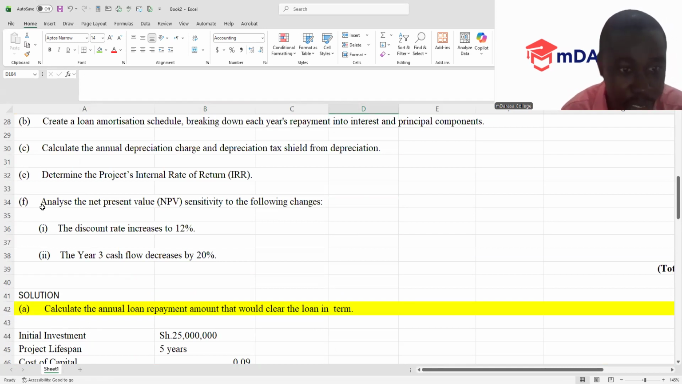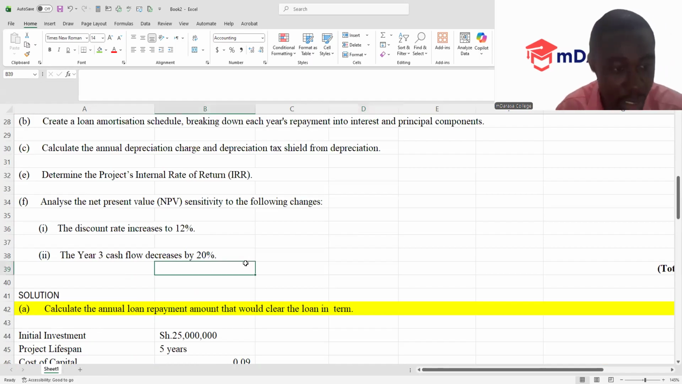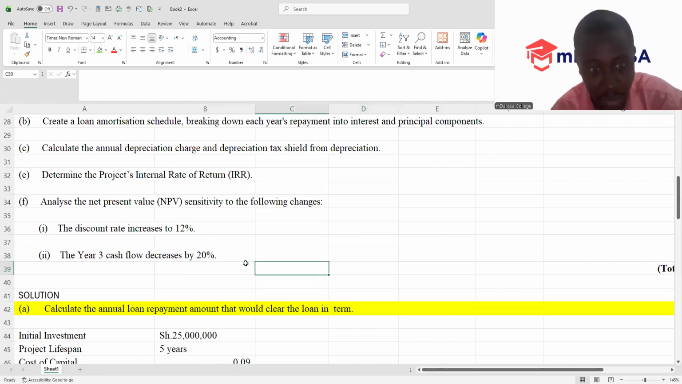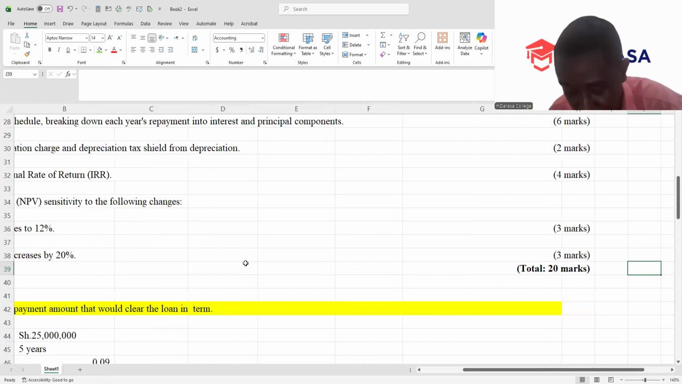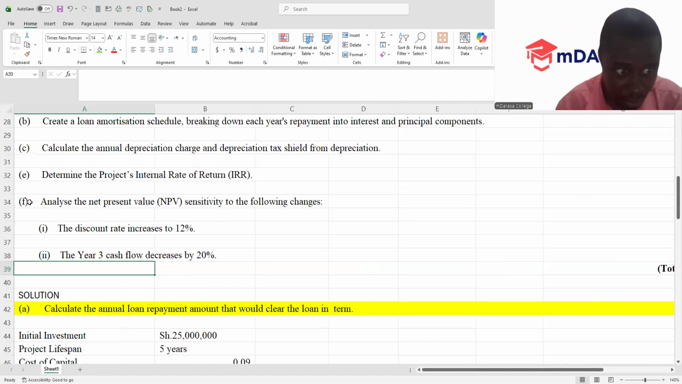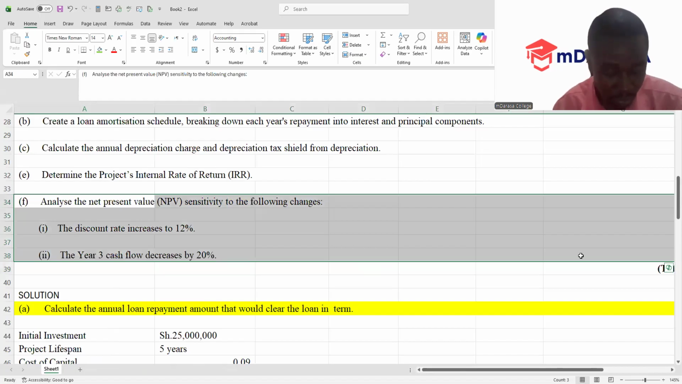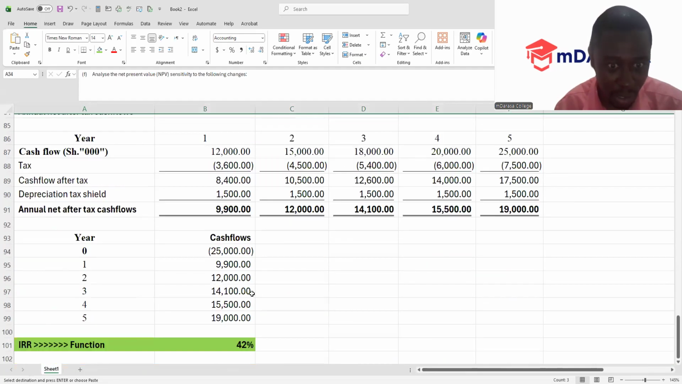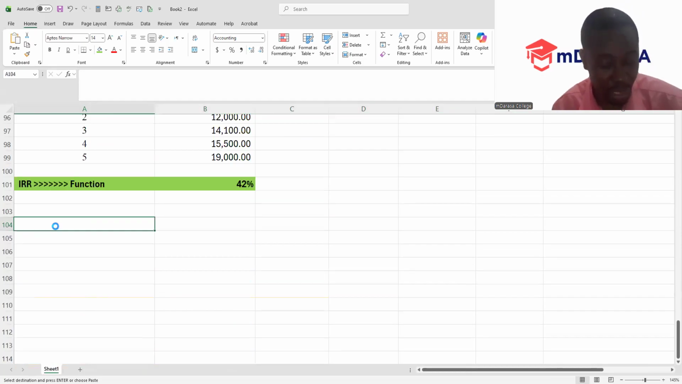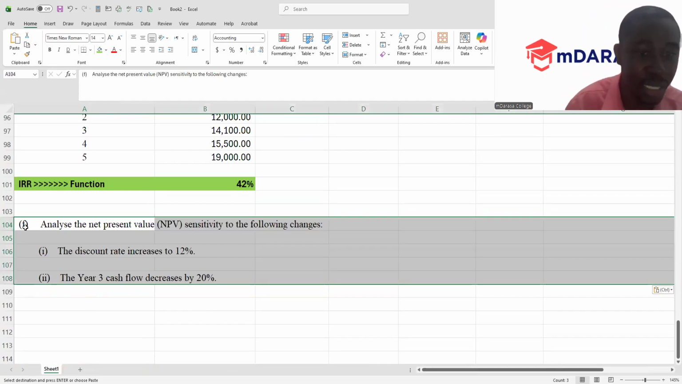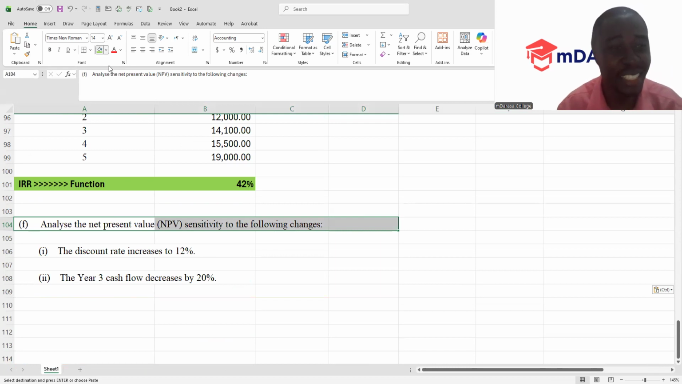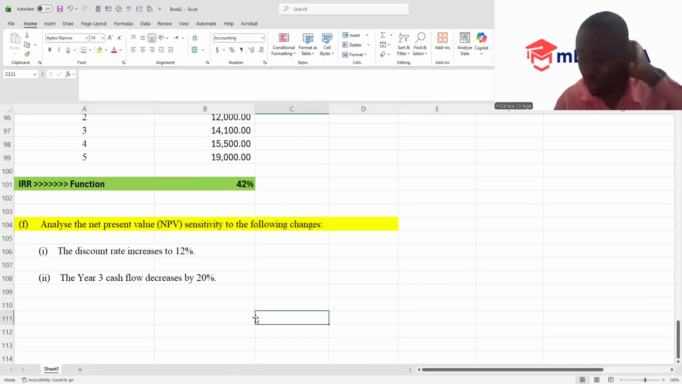Analyze the net present value, NPV, sensitivity to the following changes. The discount rate increased to 12%, whereas the year 3 cash flows decreased by 20%. And this is what you're given. Again, we copy this question. We have it down here. See, our presentation is so that even the person who is marking your paper will find something to smile about, because it creates an impression that you know what you're doing.